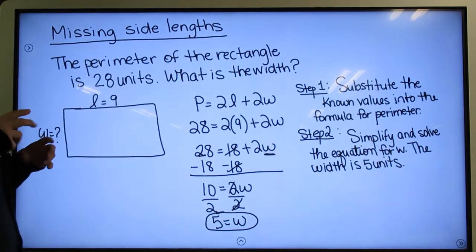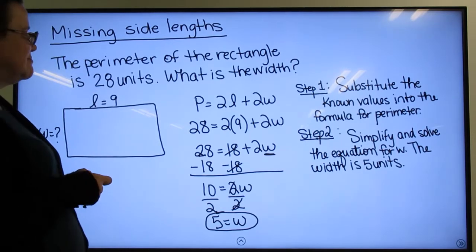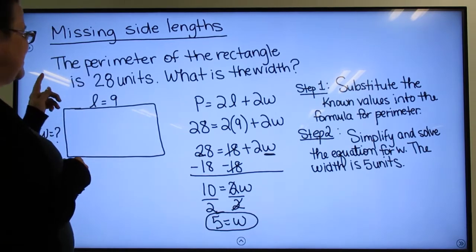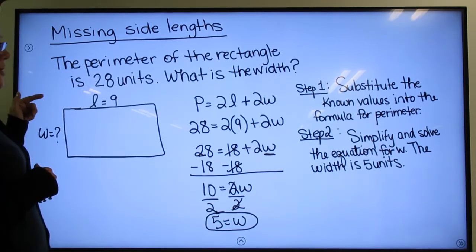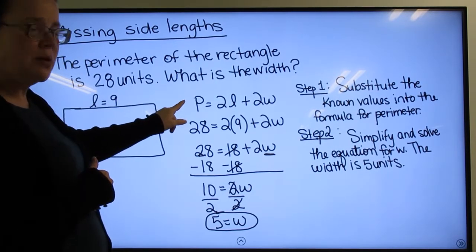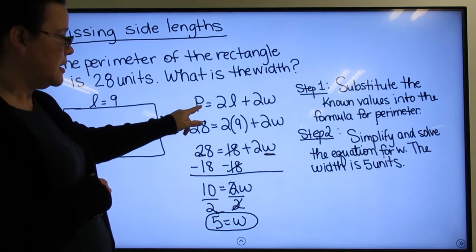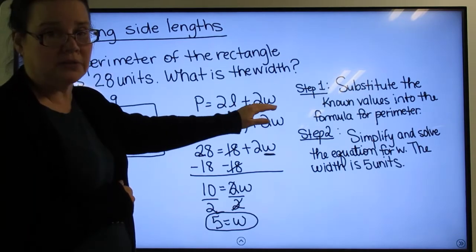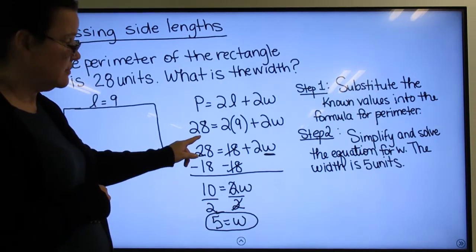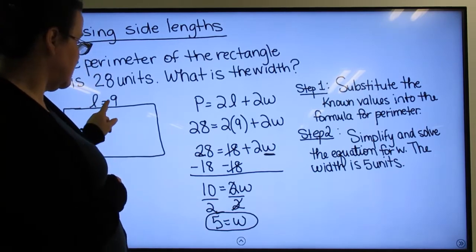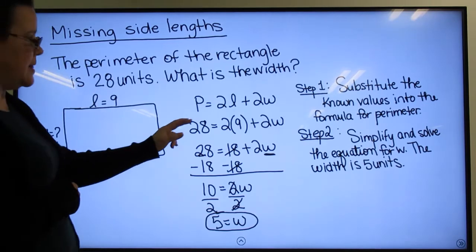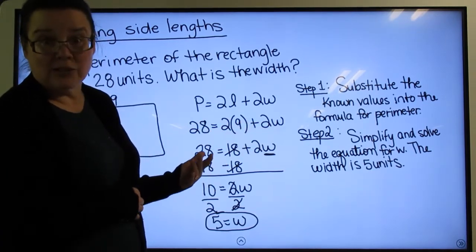Missing side lengths. They may ask you this. I think it's good information to know. The perimeter of the rectangle is 28 units. What is the width? So I already know that my perimeter formula is perimeter equals 2 times the length plus 2 times the width. And I have my perimeter, so I have my 28. I have my length, which is 9. This is the picture they gave me, or I drew it, I'm not quite sure. And then I have 2 times the width, and that's what I don't know.